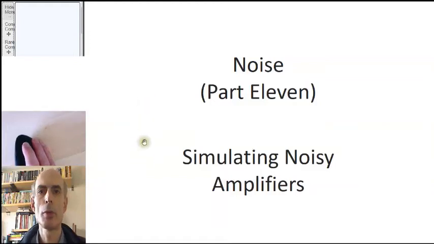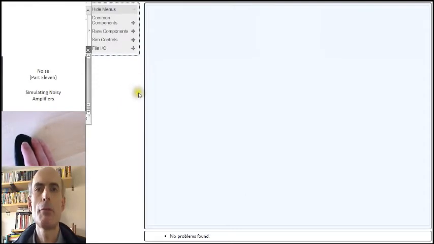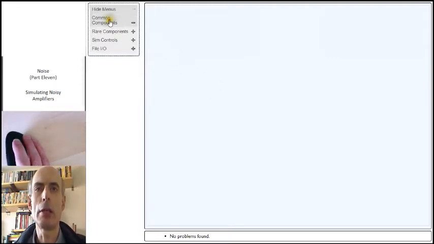Hello, in this one, looking at some techniques for simulating noisy amplifiers in the simulator. Right, let's get the simulator up. If you want to input a noisy component, it doesn't add the noise automatically for the components.